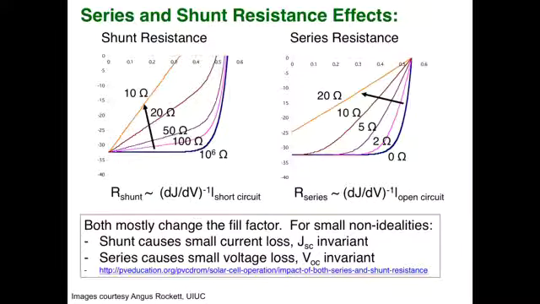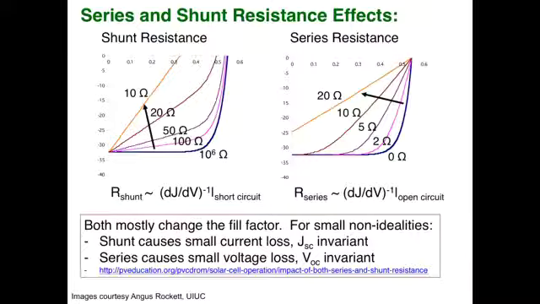So if we look at the effect on JV curves of shunt and series resistance, shunt resistance primarily affects voltage. And you can see as you lower shunt resistance, you essentially turn your diode into a photoresistor, essentially. Series resistance more strongly affects current. So as you increase that, you'll again turn it into a photoresistor.